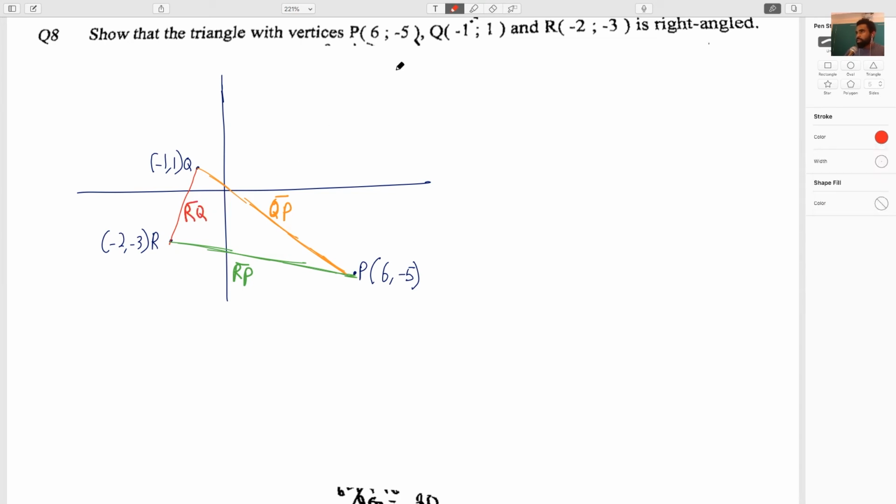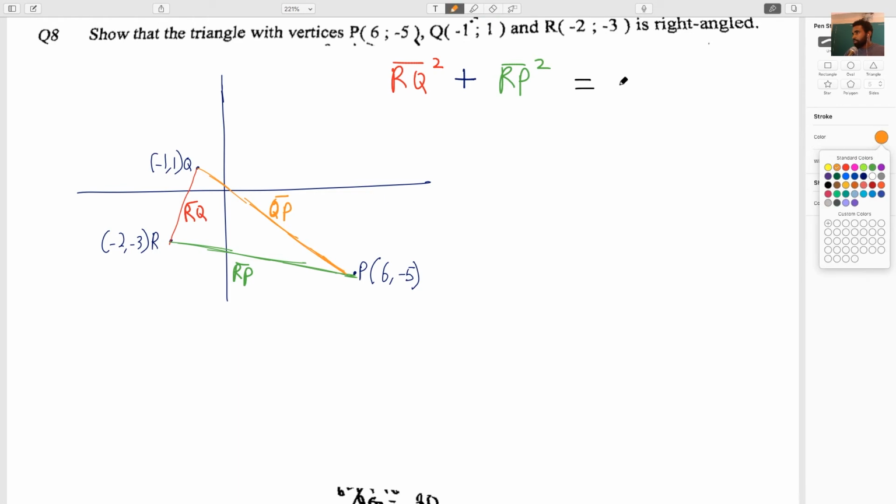So if we can establish that RQ squared plus RP squared is equal to QP squared, then we have it. QP squared. And I'll get you started on this one, and then I'll leave it for you to do. So all we need to do is figure out, let's say, like RQ.